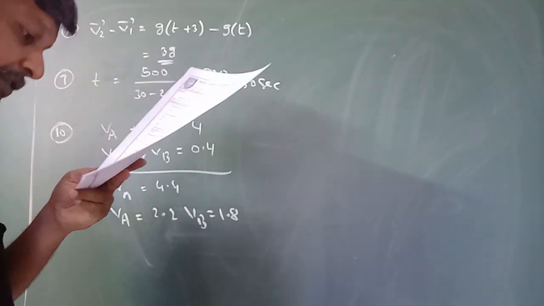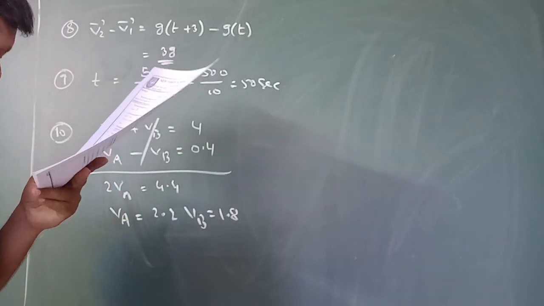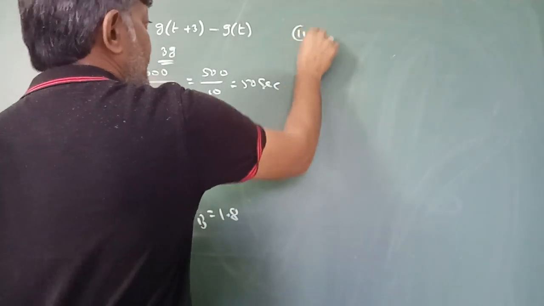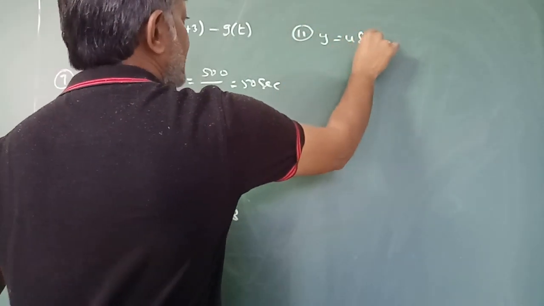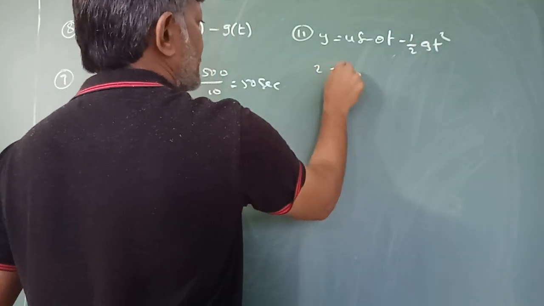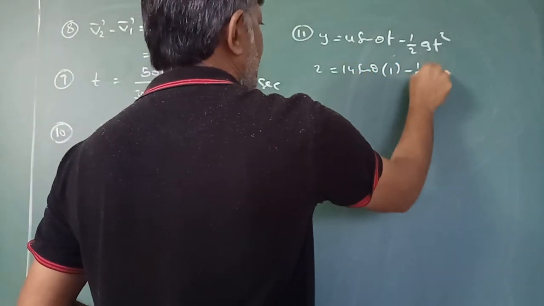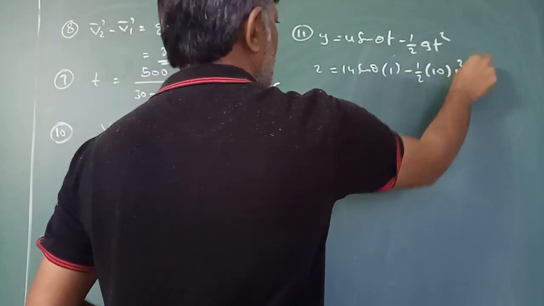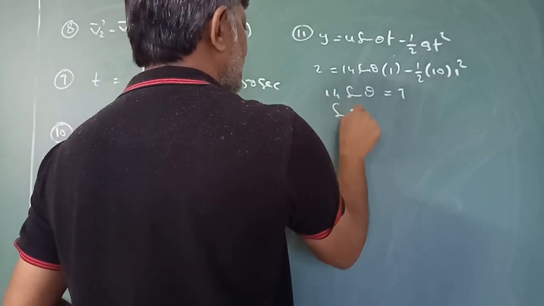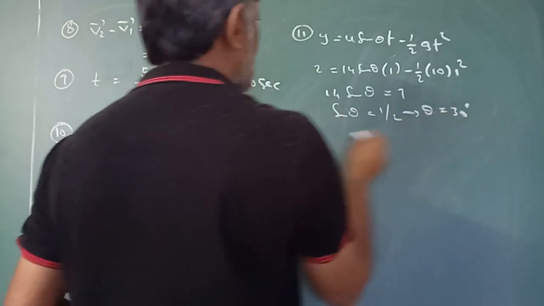Next, a stone is projected from the ground with a velocity 14 meters per second. 1 second later it clears a wall of 2 meter high. So 11th one, y is equal to u sin theta into t minus half g t square. Y is given as 2 meter, that is equal to 14 sin theta into 1 second minus half into g, 10, into 1 square. 14 sin theta is equal to 7, sin theta is equal to 1 by 2, theta is equal to 30 degrees.